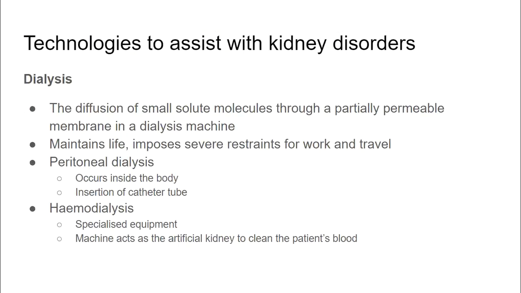Some technologies that we use to assist with kidney disorders. Dialysis is the main technology we're going to talk about here, where there is diffusion of solute molecules through a partially permeable membrane in a dialysis machine. This aims to maintain life, but imposes severe restraints for work and travel. There's peritoneal dialysis, which occurs inside the body with the insertion of a catheter tube, or hemodialysis, which requires specialized equipment, and the machine acts as the artificial kidney to clean the patient's blood.